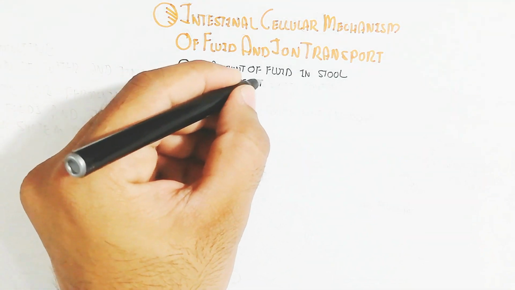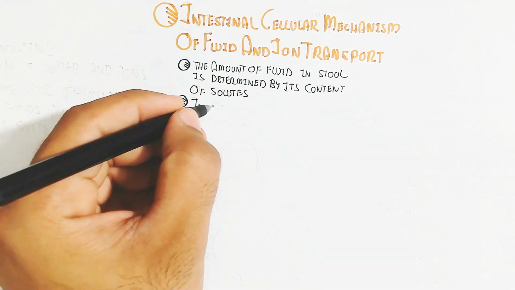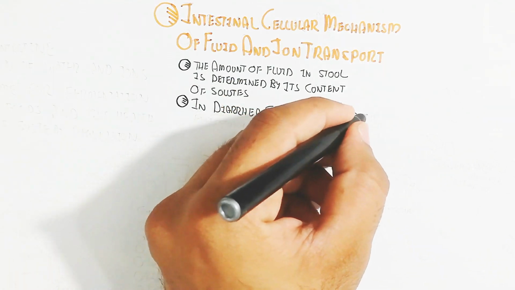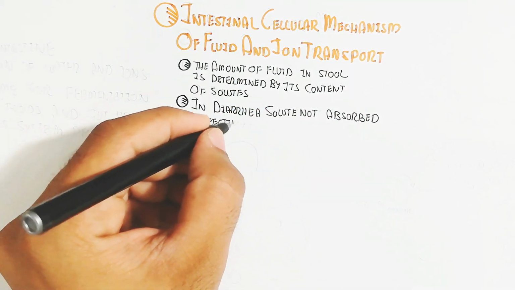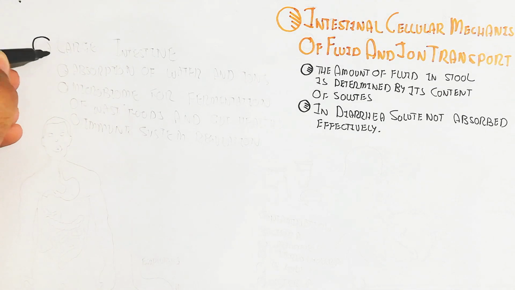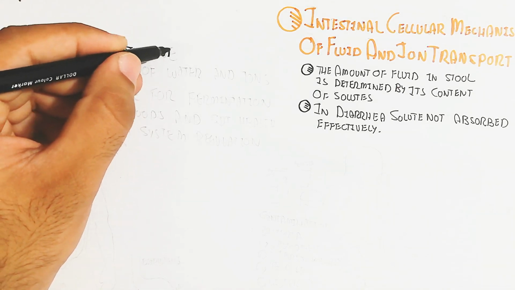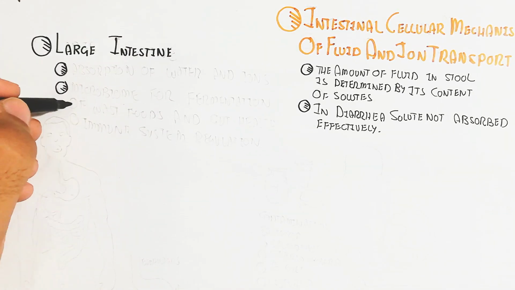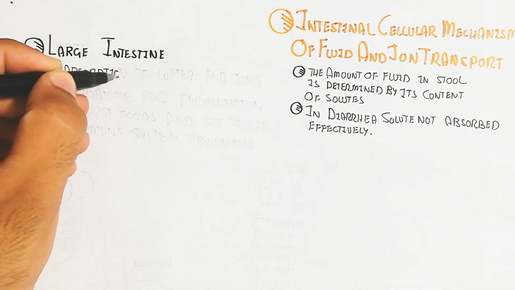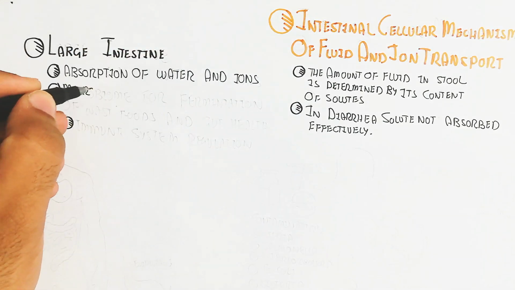The amount of fluid in stool is determined by its content of solute. In diarrhea, solute is not absorbed effectively. The large intestine is very important for the absorption of water and ions, as well as the microbiome for fermentation of waste foods and gut health. It also regulates the fluid into the waste as well as into the blood circulatory system, and immune system regulation.